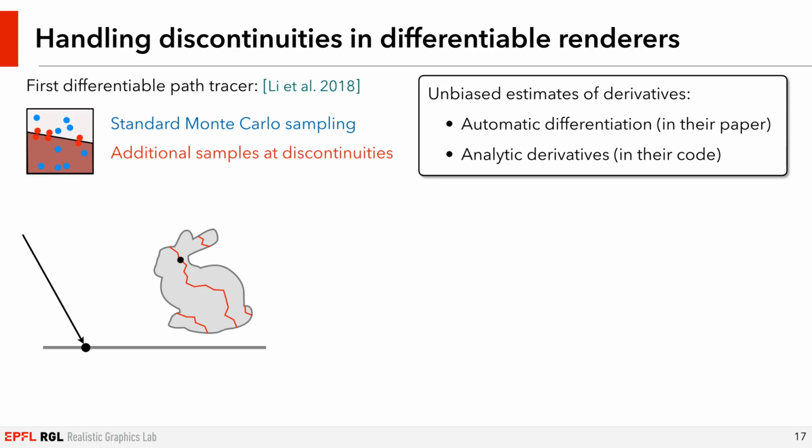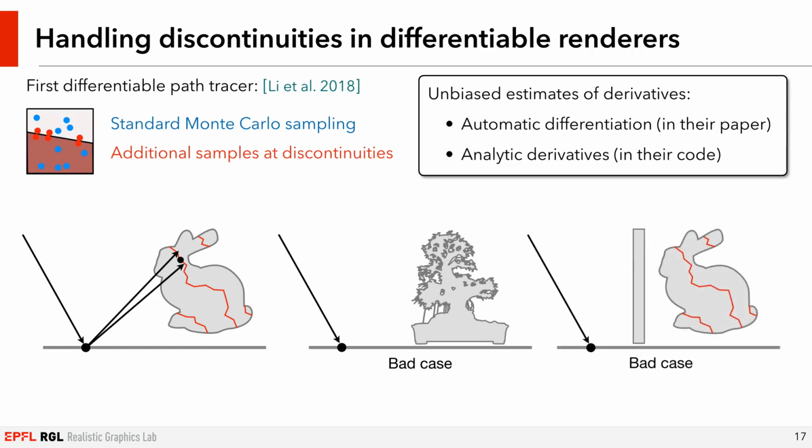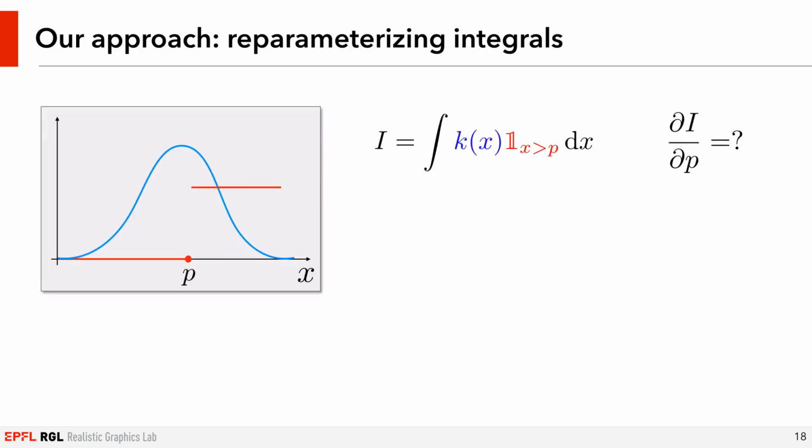This can be done using a 6D data structure, and it works well if the scene is relatively simple. But the sampling of silhouette edges becomes the bottleneck and the main source of variance when the scene has complex geometry and non-trivial visibility. Our main motivation for this project was to design a differentiable path tracer that does not require the sampling of silhouette edges. To explain our approach, I will start with this very simple 1D example.